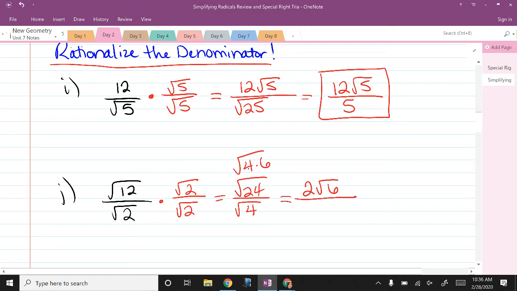And what's the square root of 4? 2. Just plain 2, right? Y'all see something we can simplify? 2 divided by 2 makes what? 1. So the answer is just 1 radical 6 or just radical 6.